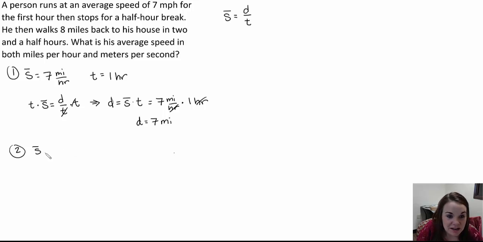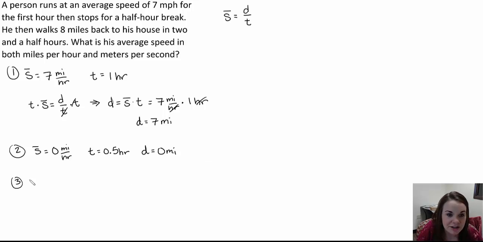So his average speed is 0 because he's not traveling at all. And so he's stopped, right? He doesn't have a speed. The time then is 0.5 hours. And then his distance, he doesn't travel anywhere during that time. So that will be 0 miles.